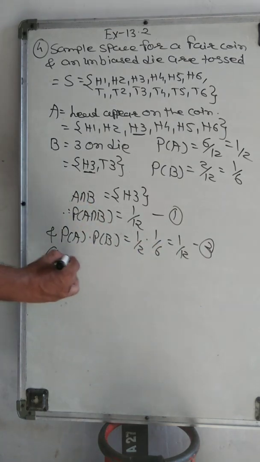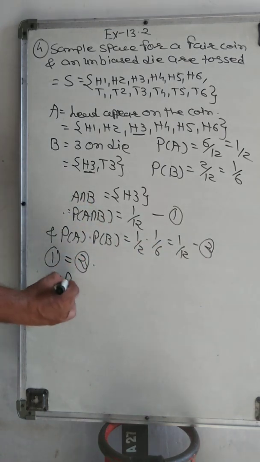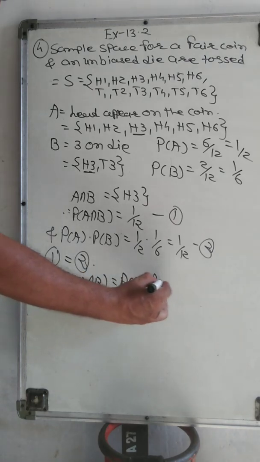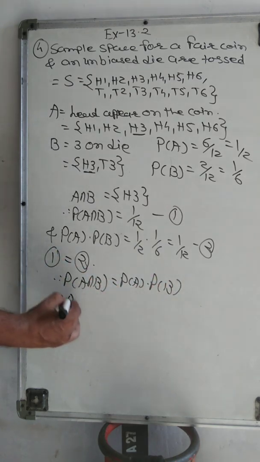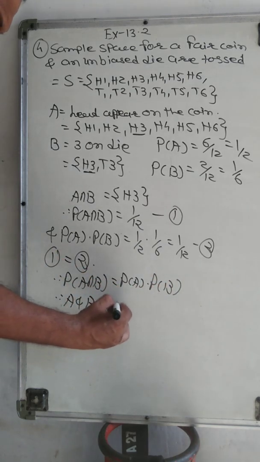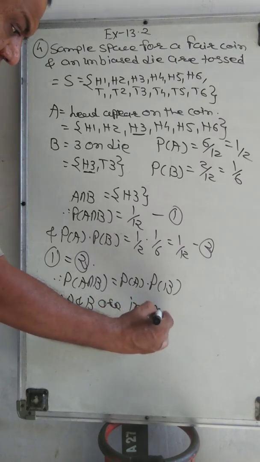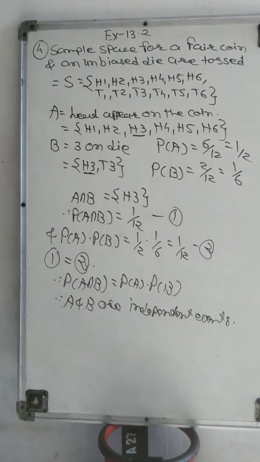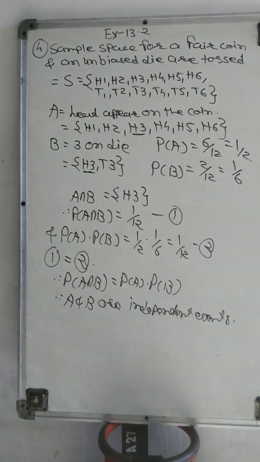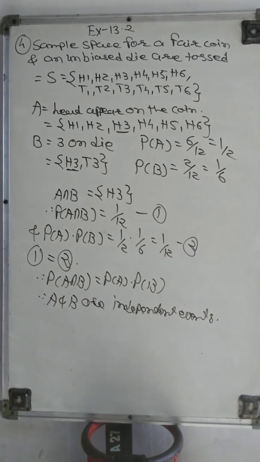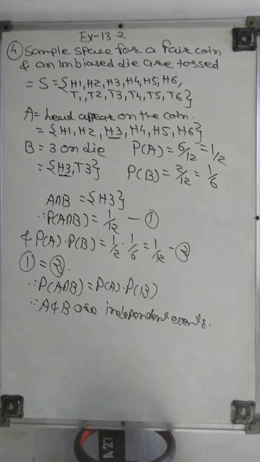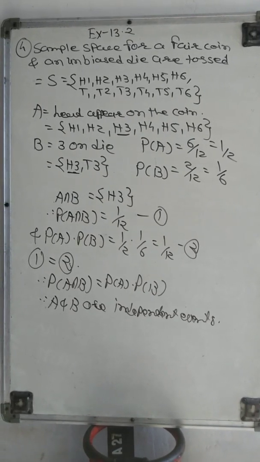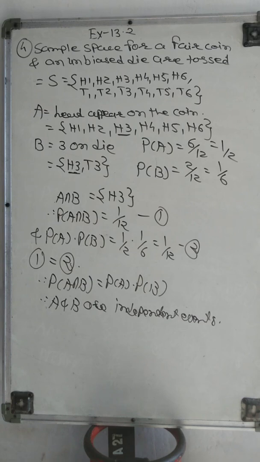So from 1 and 2, P(A intersection B) is equal to P(A) into P(B), and we can say that A and B are independent events, right? This way we can conclude that these two events are independent events. So this way we can find our answer. Now we go for the fifth one.